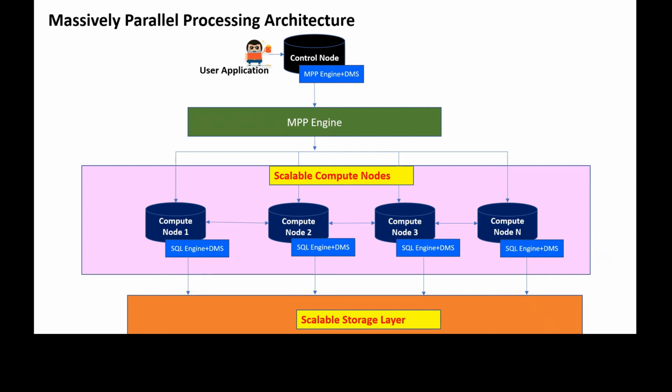Then finally, I will summarize all the important terminologies that are used in this architecture, such as control node, MPP engine, compute node, DMS, storage. Now I will summarize all these terminologies. So let us start understanding the architecture.